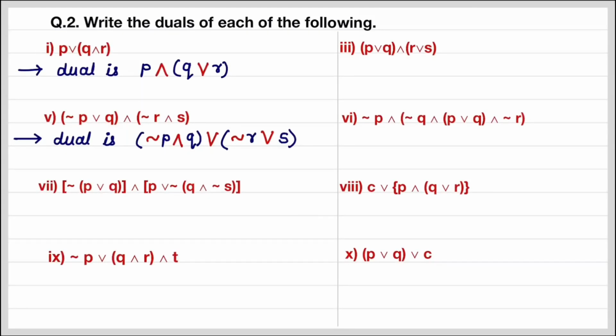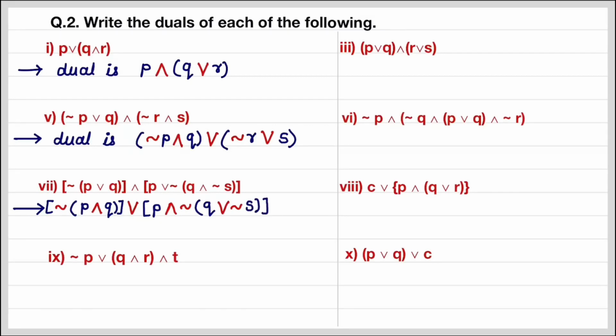Now seventh example is negation of P or Q and P or negation of Q and negation of S. Dual is, now negation remains as it is, P, or is replaced by and, Q, now and is replaced by or, second bracket P, again or replaced by and, negation as it is, Q, and replaced by or, negation S.